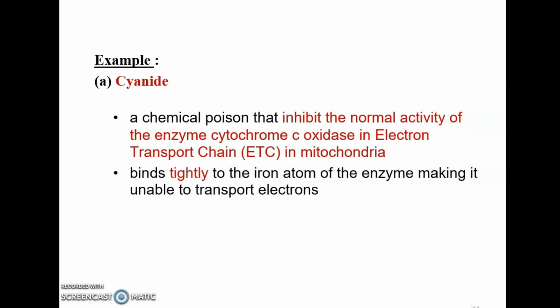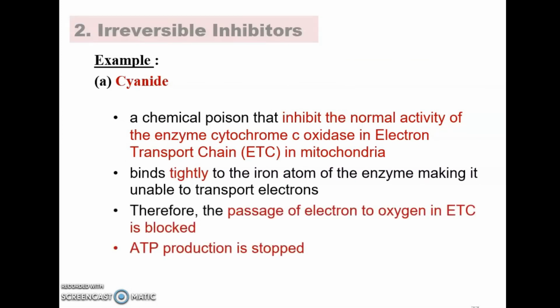Okay. Example of irreversible inhibitor is cyanide. So the cyanide is a chemical poison that inhibits the normal activity of enzyme. The enzyme is cytochrome C oxidase in electron transport chain in mitochondria. So this cyanide is tightly bound to the iron atom of the enzyme, making it unable to transport electron. So dia akan menyebabkan the enzyme cytochrome C oxidase tak boleh nak transport electron. So therefore, passage of electron to oxygen in electron transport chain is blocked. ATP production is stopped.